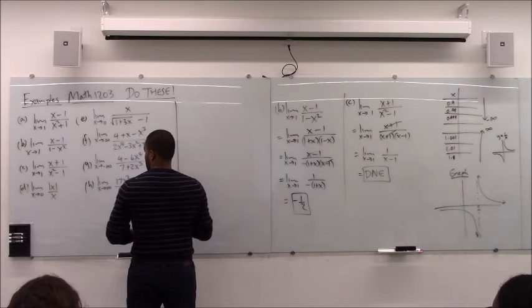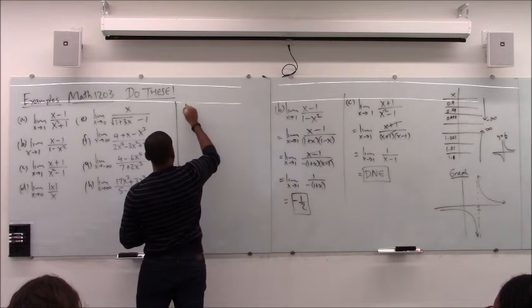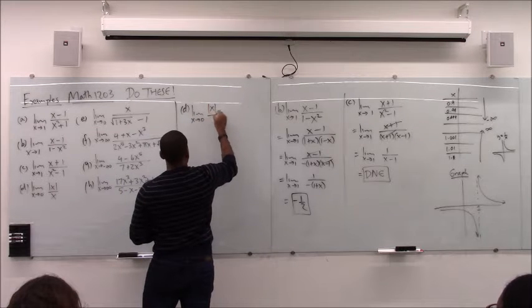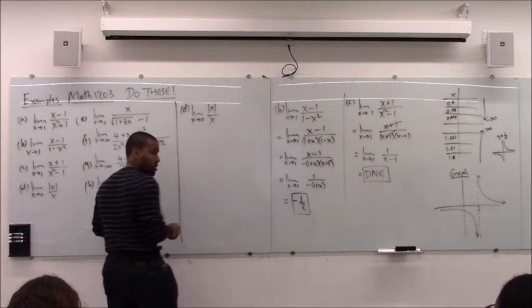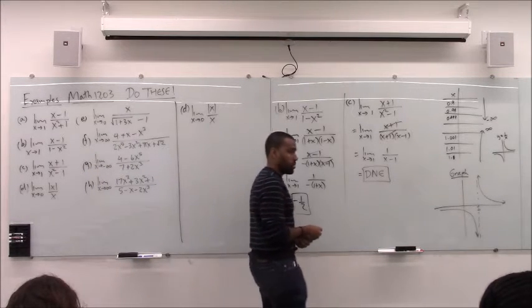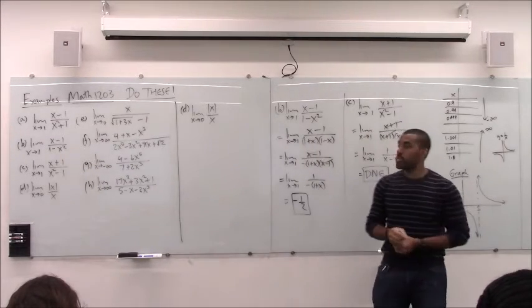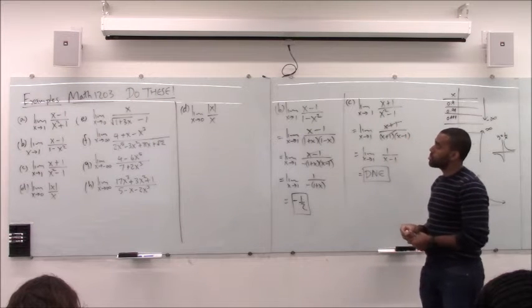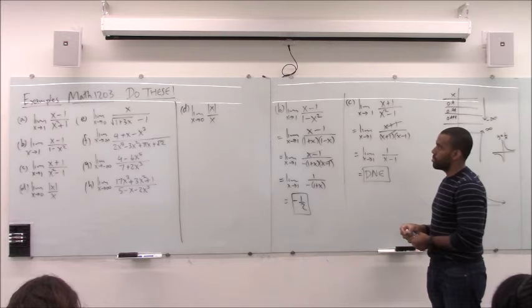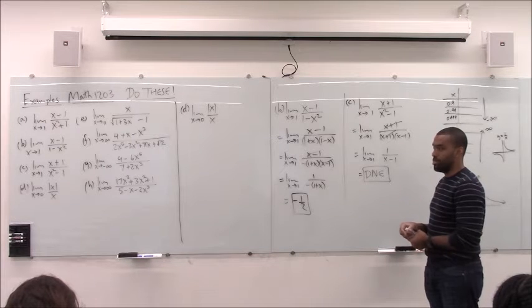Okay, so D. What happens here? So x is 0, so the absolute value of x is going to be 0. So it's going to be 0 over 0, which is going to give you 0. No. You cannot divide by 0. It's never okay.